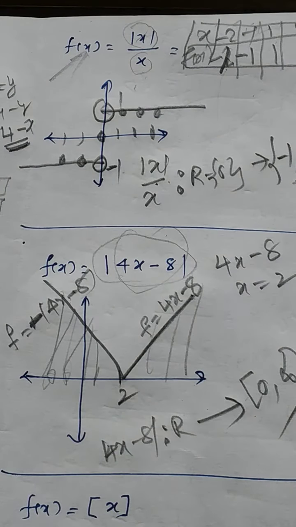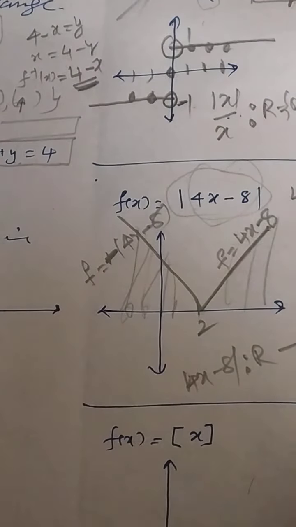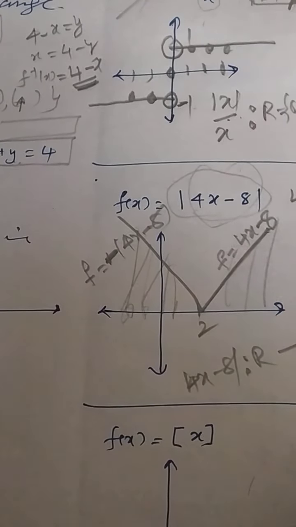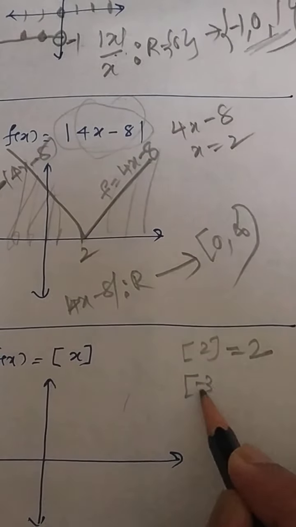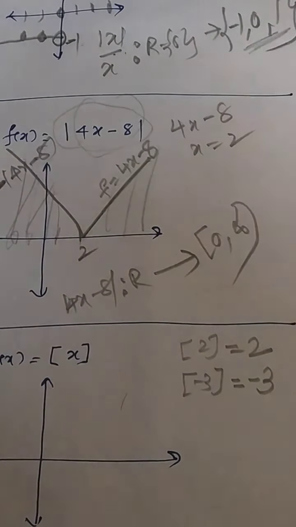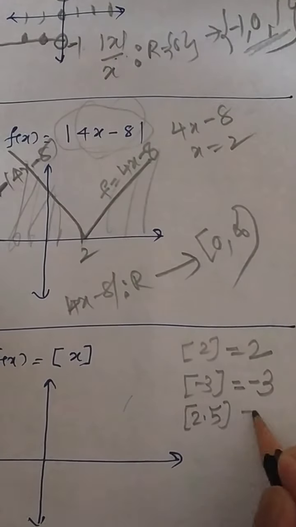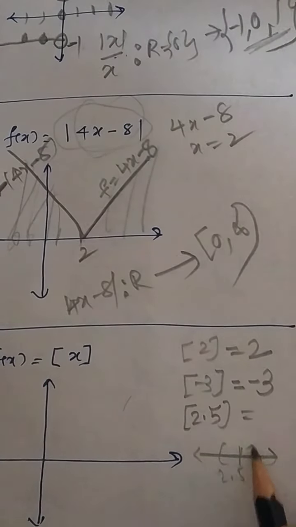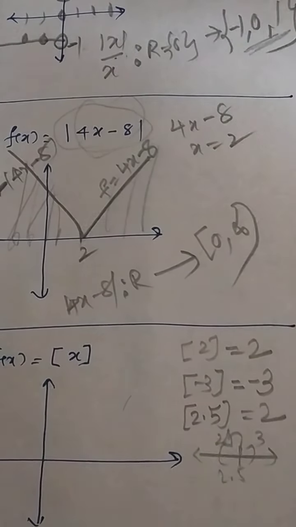This is one more function, called the greatest integer function. First I will tell you how to get its value, and then we'll plot the graph. Suppose 2 is given, then its answer will be 2. If it is minus 3, then the answer will be minus 3. So for all integers the answer remains the same. Now if it is a non-integral value, say 2.5 is given to you, the technique to learn is: 2.5 is on the number line and lies between the two integers 2 and 3. It always gives you the lower value, so the answer is 2.